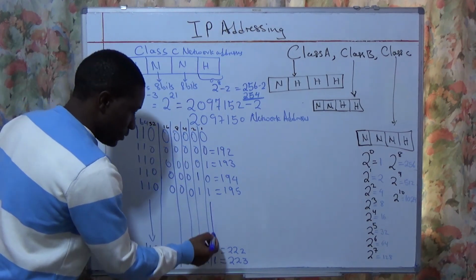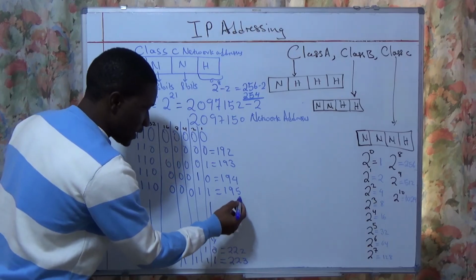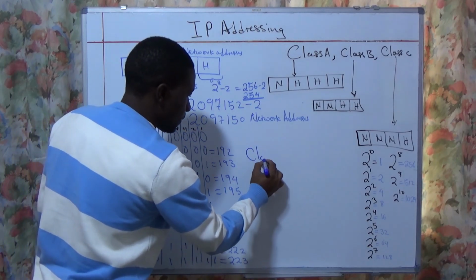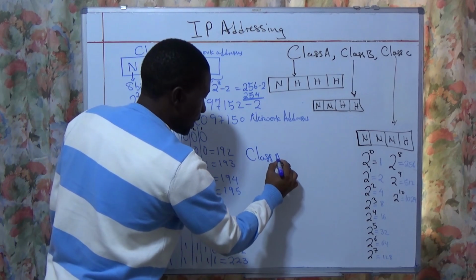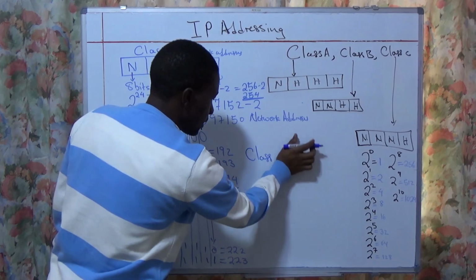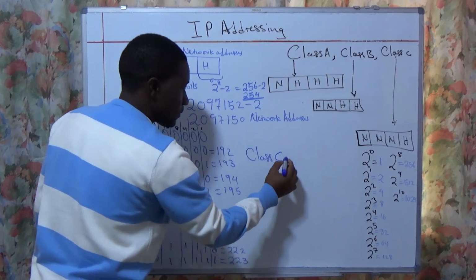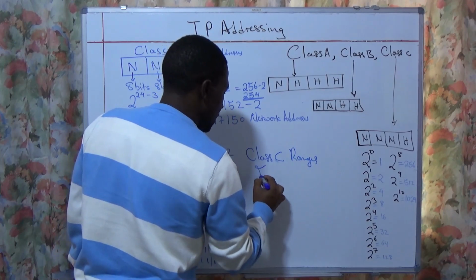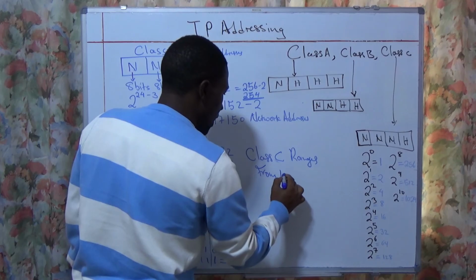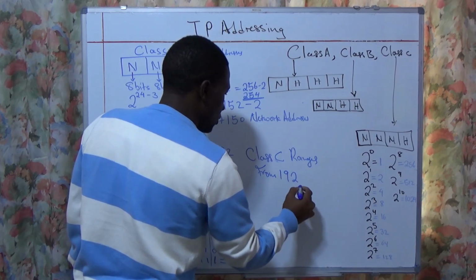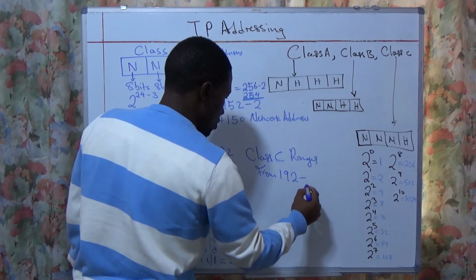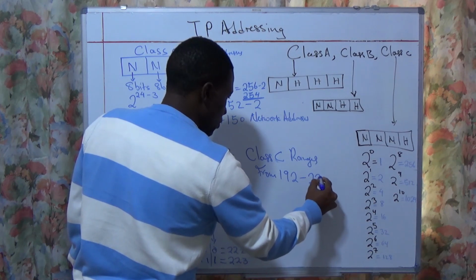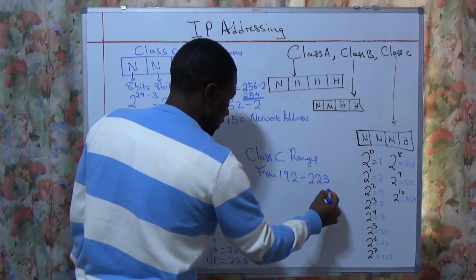So from our assumption, class C ranges from 192 to 223.